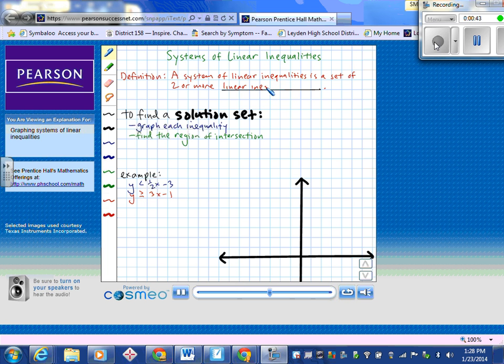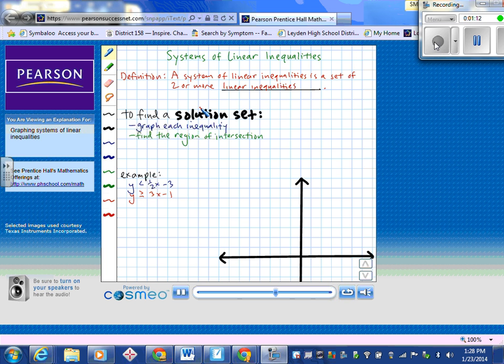Now, you'll notice that this definition looks a lot like the definition for a system of linear equations, which is pretty non-coincidental because it's almost the same thing except we're dealing with inequalities instead of equations. The other main difference here is that we're finding a solution set. We're not simply finding one solution, but we're going to find that the solution will be represented by a region.